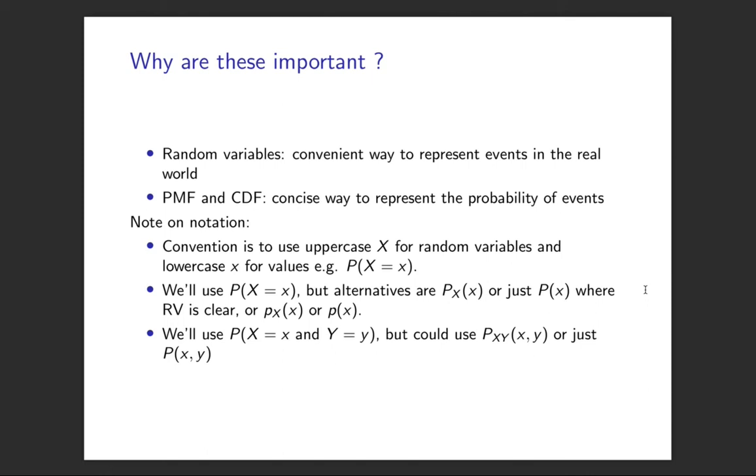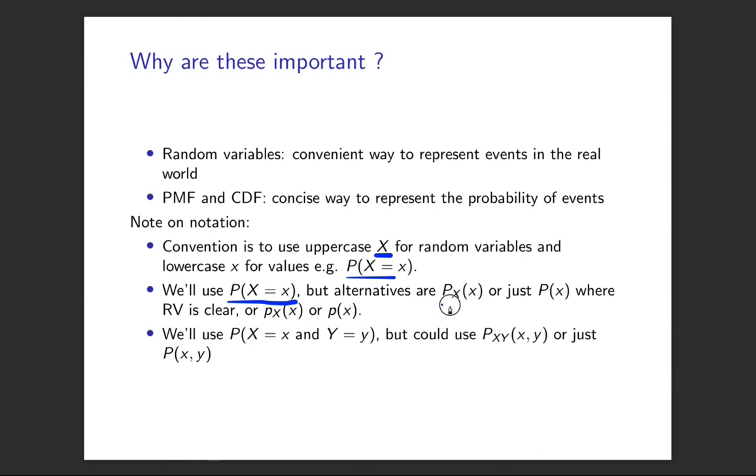And just to wrap up, I'm always going to use the notation of uppercase letters for random variables and lowercase for values, so I've been doing that already. But just be aware when you're looking on the internet or reading in books that there are alternatives. So for example, I'll consistently use probability X equals x, just to try and be clear.